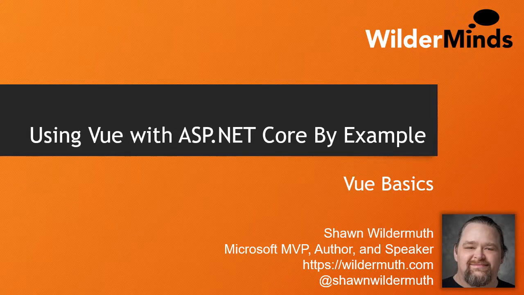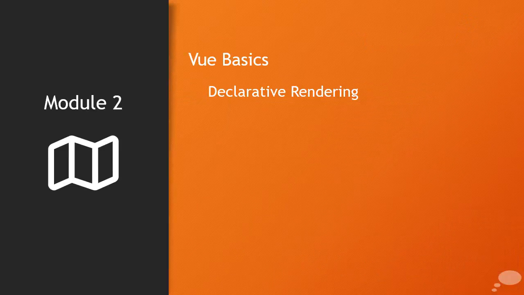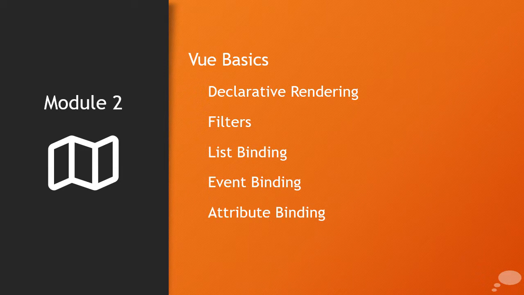Welcome to the second module of Using Vue with ASP.NET Core by Example. This module will talk about some Vue basics. We're going to start by showing you declarative rendering, then we'll dive into filters, list binding, event binding, attribute binding, and then we'll talk about the Vue instance lifecycle.